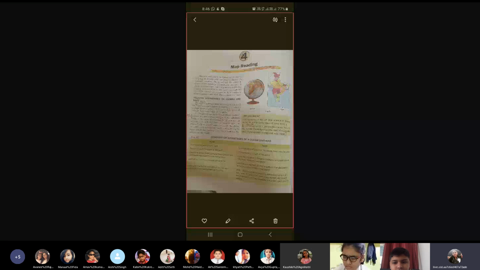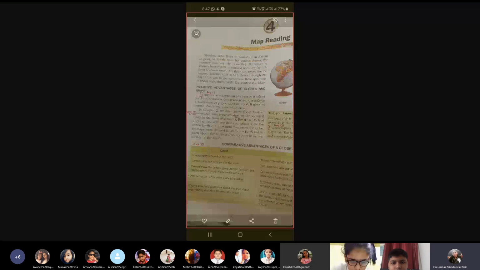Now, relative advantages of globes and maps. In this, we'll come to know what are globes, what are maps, and what are the differences, which is better over the other. So, let us see. Now, in the first paragraph, they talk about a map. A map is a representation of a part or whole of the Earth's surface drawn according to a scale on a plain sheet of paper, cloth, or wood. It gives an overall bird's eye view of an area.